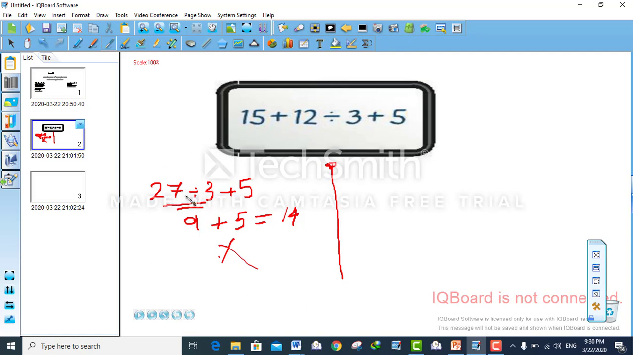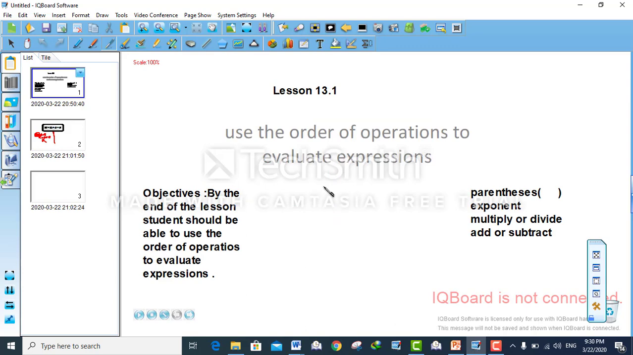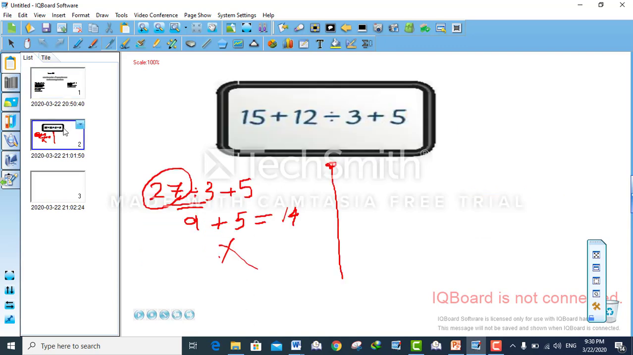Why? Because this student, when he got the 27, he did first what? 15 plus 12. But in the order of operations, we have to start with parentheses, then exponent if there is. We don't have one. So we have to start with multiply or divide, then finally adding. This student started with the addition. Because of this, it's a wrong answer. He should start with adding or dividing. Of course, dividing is stronger. If you have a division and addition, which one is stronger? It should be the one which is division.